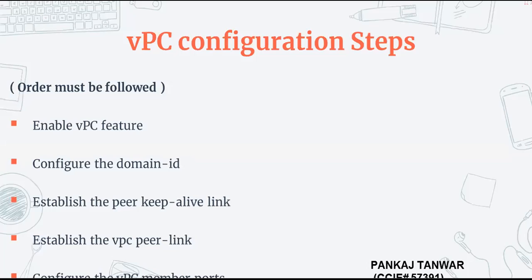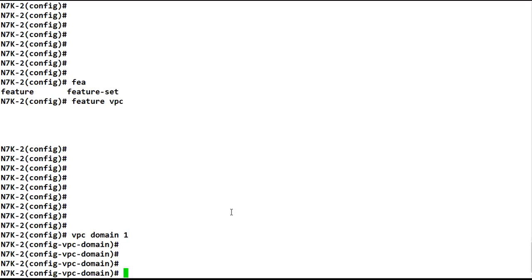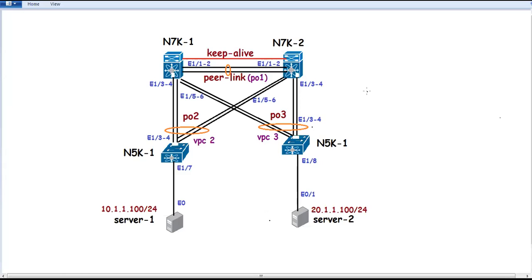What is the second step? We have completed two steps: enable feature vpc, the feature is enabled. The second one is to configure the domain ID. The third one is to establish the peer keepalive link. So now we need to enable the keepalive link. Okay, so these are Nexus 7K.